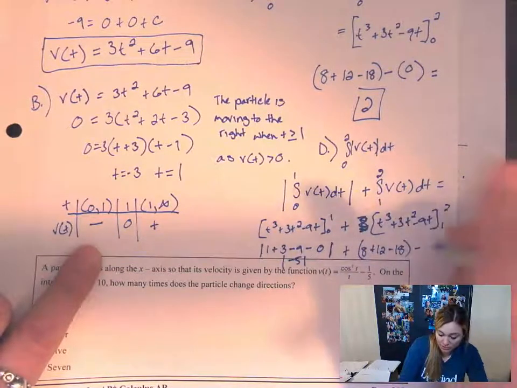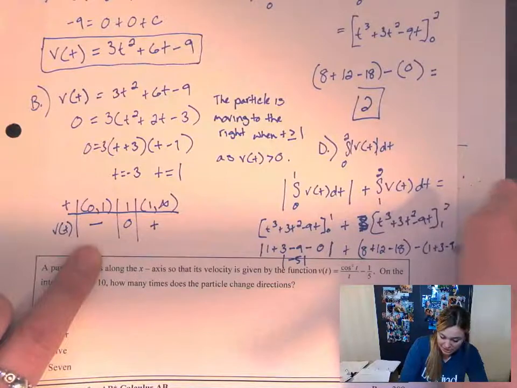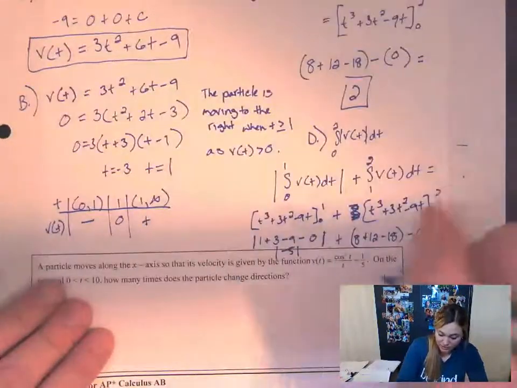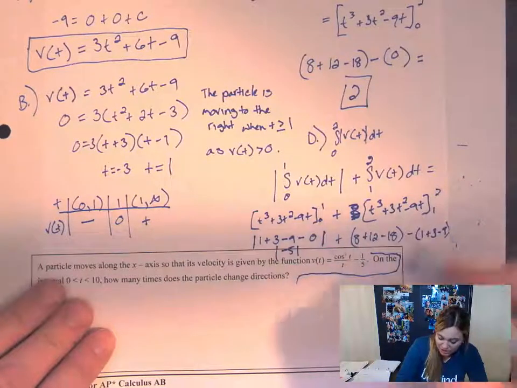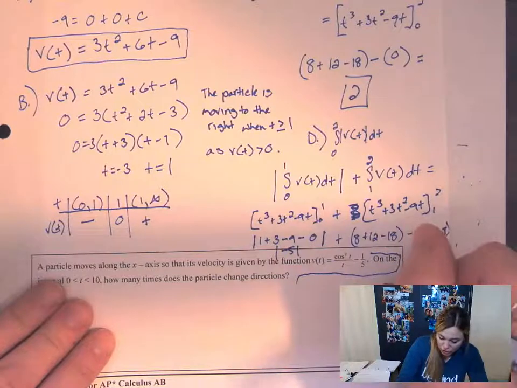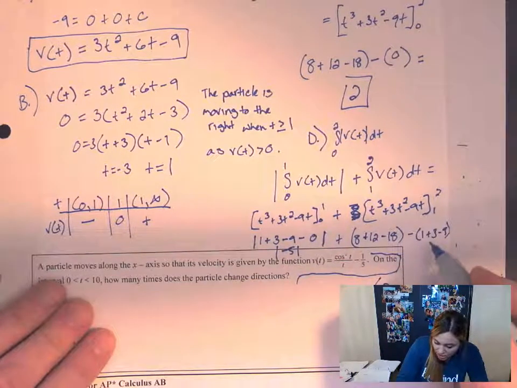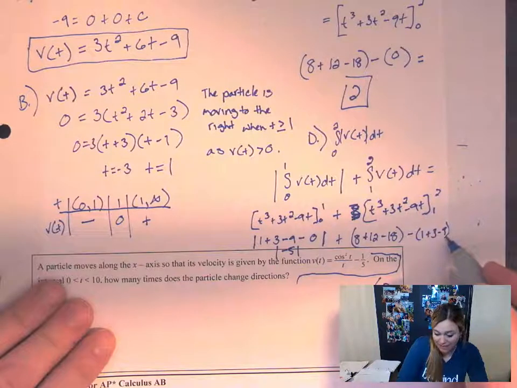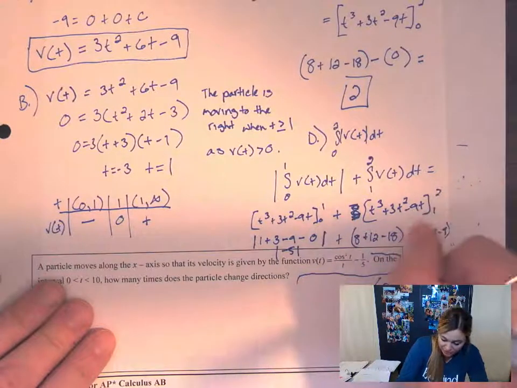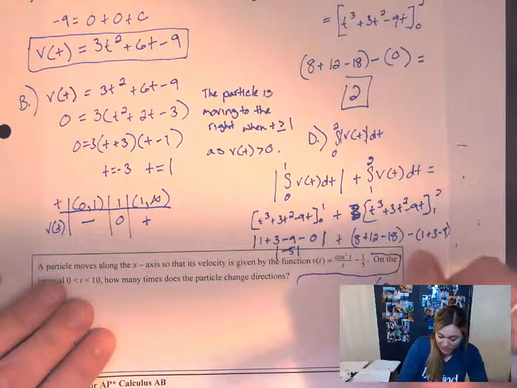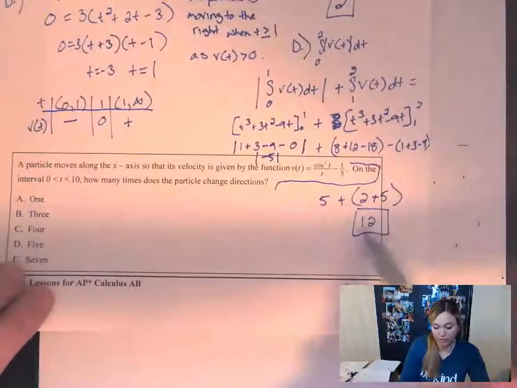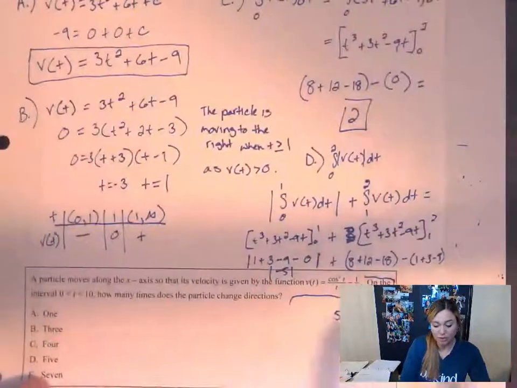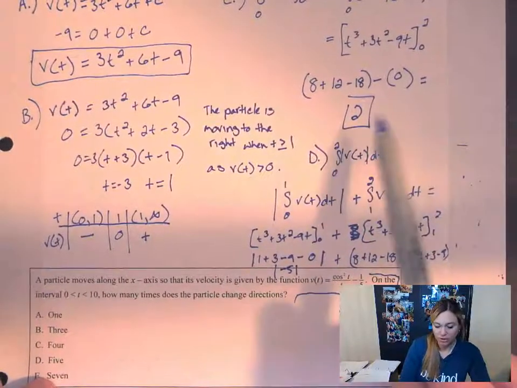1 plus 3 minus 9. This is where I've got to make sure I don't mess up anything. This would be positive 5 plus. This is 20 minus 18, which is 2 minus 1 plus 3 is 4, minus 9 is negative 5, but this is minus a negative 5, so plus 5. 7 plus 5 is 12 units. And it makes sense, my total distance, 12 units, your total distance should always be more than or equal to your net distance.